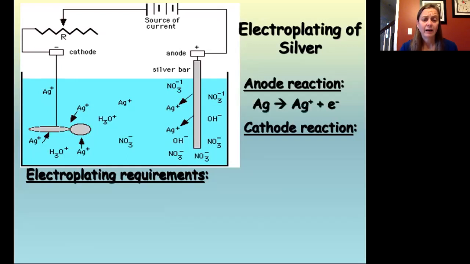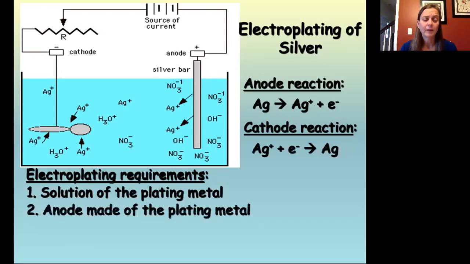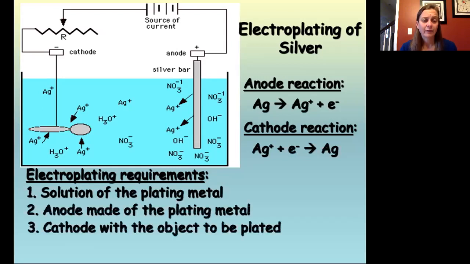In electroplating, we have to have an anode made of the plating metal. We have to have a solution of that plating metal. And we have to have a cathode with the object that we want to plate onto as part of it. And then, again, because this is a non-spontaneous cell, we need to have that external source of current, or external power source.